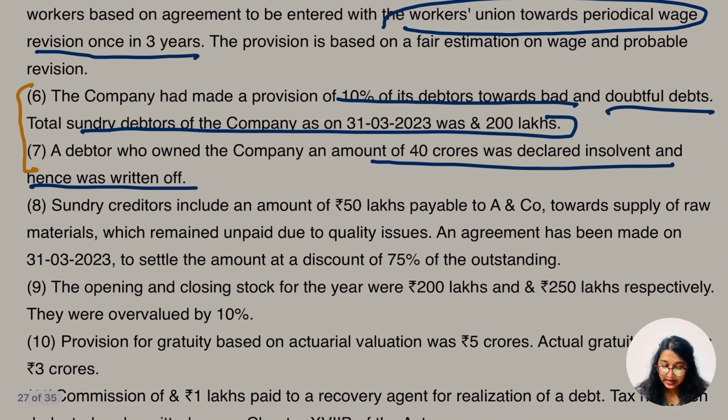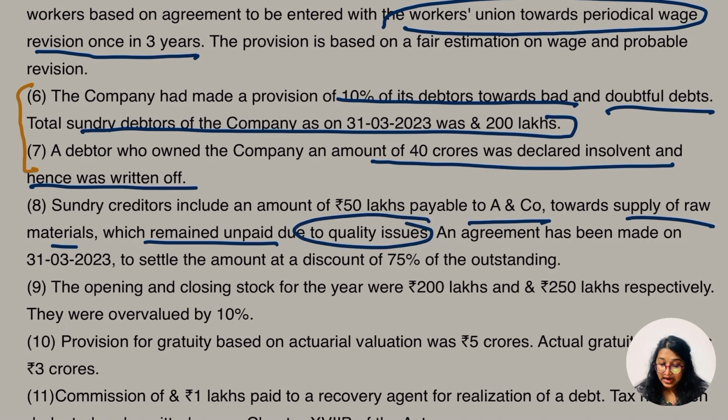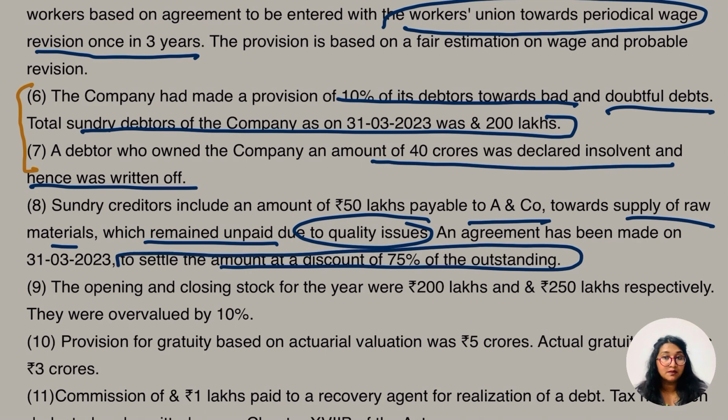Then comes the 8th point: sundry creditors include an amount of 50 lakh payable to A and Company toward the supply of raw material, which remained unpaid due to quality issues. An agreement had been made on 31st March 2023 to settle the amount at a discount of 75% of the outstanding amount.